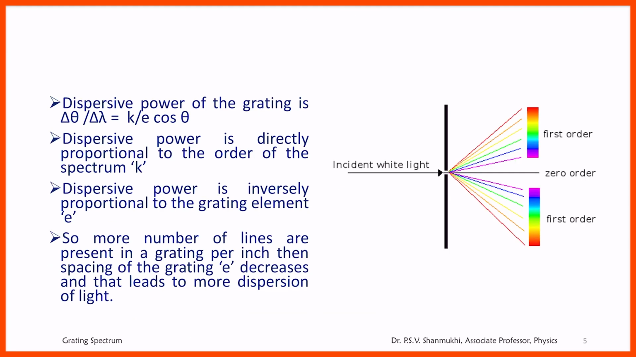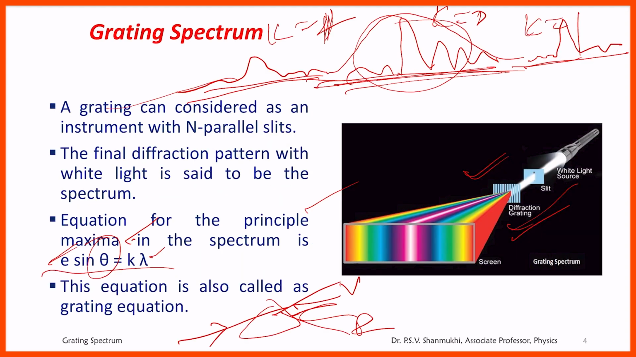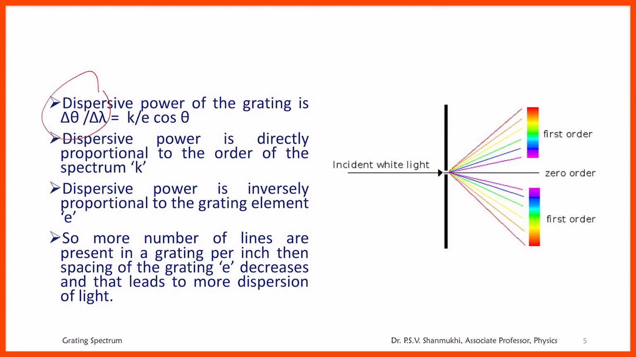Just observe, the dispersive power. This e sin theta is equal to k lambda is called the grating equation. This is the condition for the principal maximum. Suppose you differentiate this equation, simply take the variation in this one. e sin theta, e is constant, differentiating sin theta you will get cos theta into d theta. k lambda, k is constant, so k into d lambda we get. Now, I just write d theta by d lambda, or delta theta by delta lambda. What we get here? k by e cos theta.